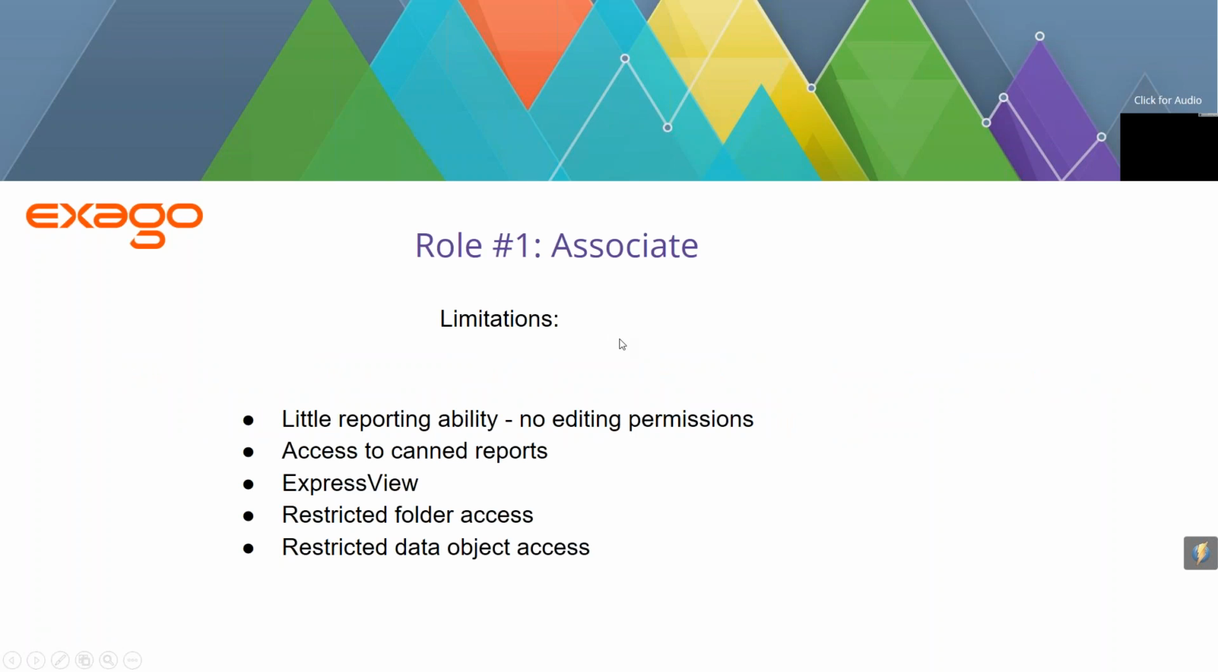Okay, so this was our role one. He had limitations. He had little reporting ability, no editing permissions. So this is the type of thing. This is just to give you an idea of the type of thing we're able to limit.